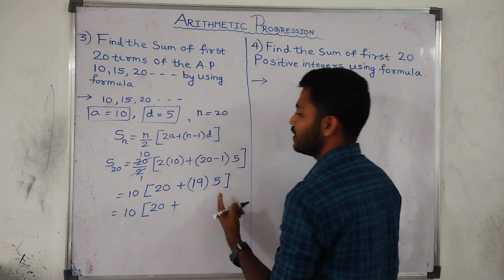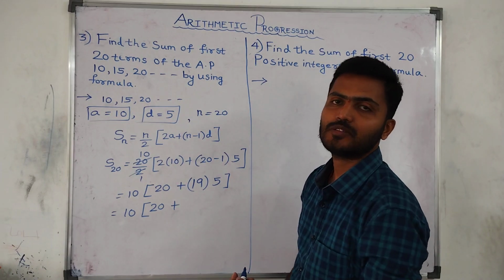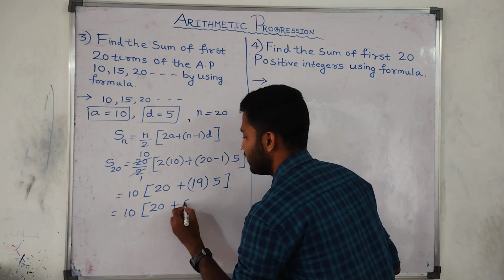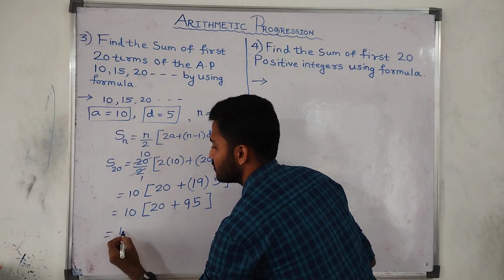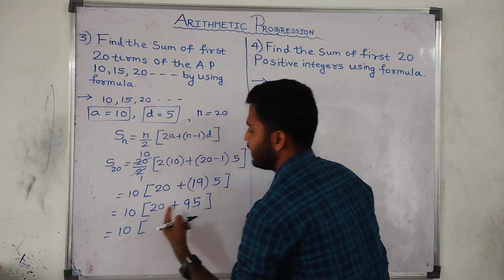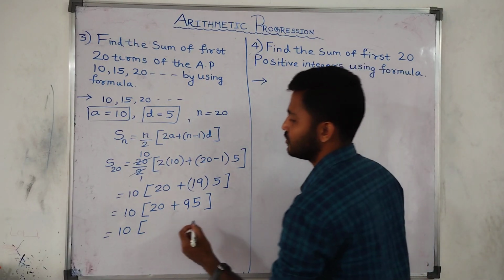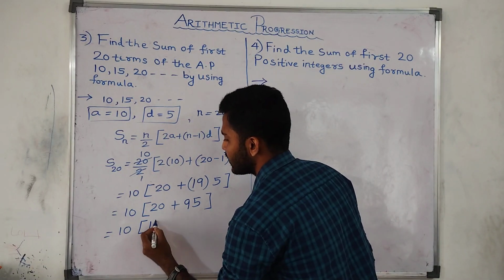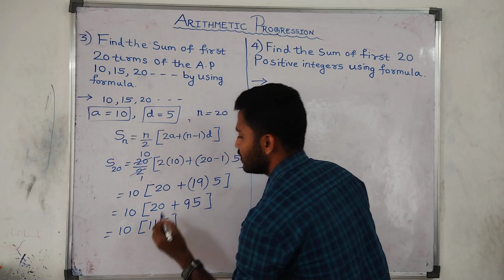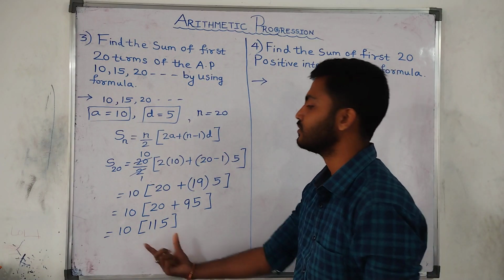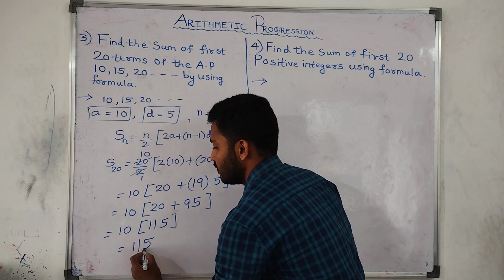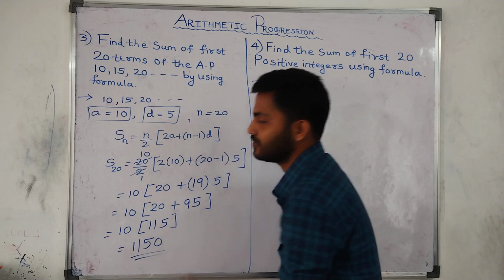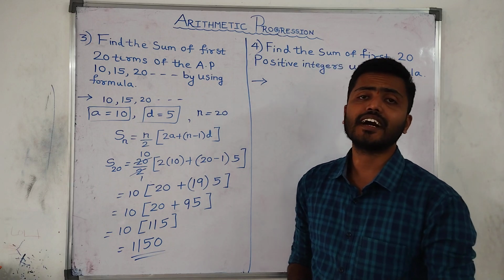20 plus 19 into 5 is, 19 times 5 is 95. So this is going to be equals to 20 plus 95, which is going to be how much? 150. So whenever we are multiplying 150 with 10, we are going to get the answer as 1150. Okay? So that is the answer.